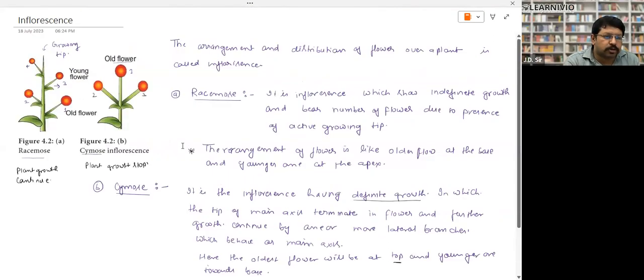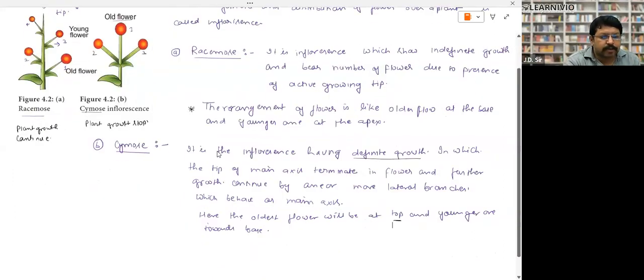In cymose, what happens at the tip? The oldest flower comes; when the flowering comes, the growth of the plant stops. Lateral growth is possible, but vertical growth is not possible. Vertically, the plant won't grow. So cymose inflorescence has definite growth. Once the flower comes, the plant stops growing.